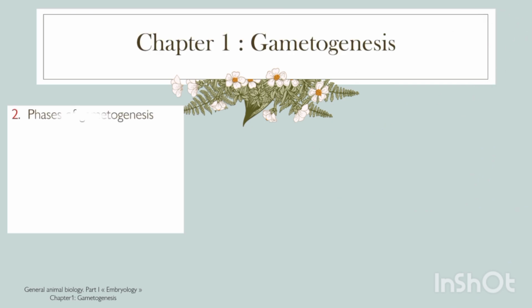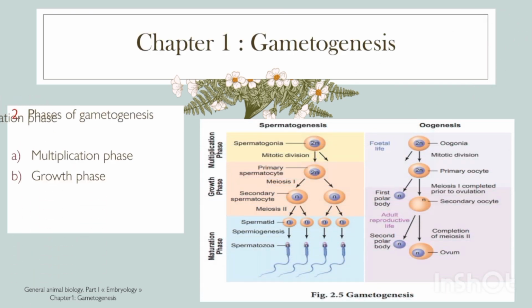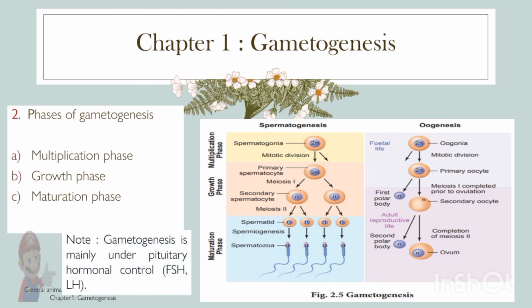Let's take a look at the gametogenesis phases. Gamete differentiation, or gametogenesis, is fairly uniform throughout the animal kingdom and takes place in three phases: multiplication phase, growth phase, and maturation phase. Gametogenesis is mainly under pituitary hormonal control, FSH and LH.